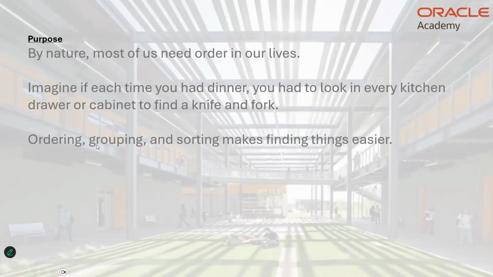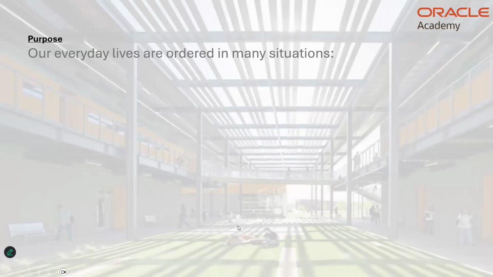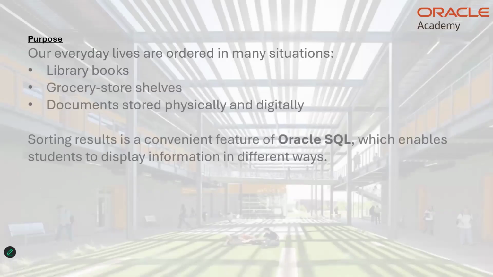But anyway, ordering, grouping, and sorting makes finding things easier. We're going to help you do that. Biologists group animals in phyla. Astronomers order the brightness of stars by magnitude. Java programmers organize code in classes. So our everyday lives are ordered in many situations: library books, grocery store shelves, documents stored physically or digitally, mostly digitally now, right?